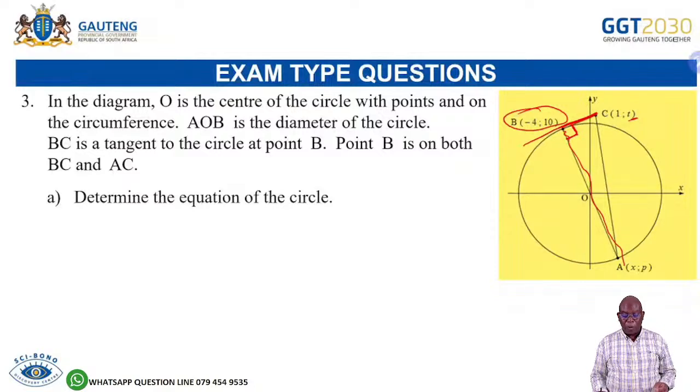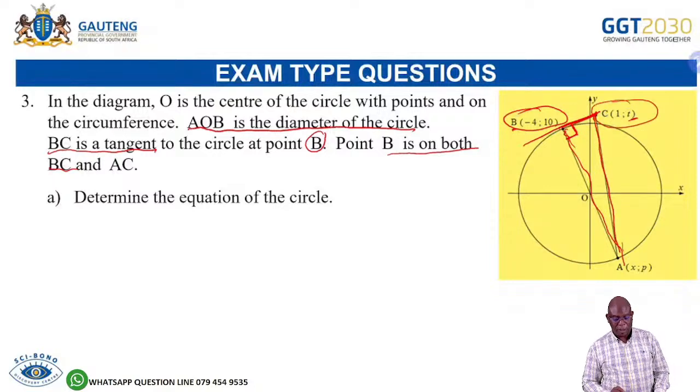Now, in this diagram, O is the center of the circle with those points on the circumference of the circle. AOB is the diameter that's given. BC is a tangent, and it's a tangent at point B. So once I'm told that it's a tangent, then I know. C is on both BC and also on AC, right? In other words, they're just telling you about that point C. Determine the equation of the circle.